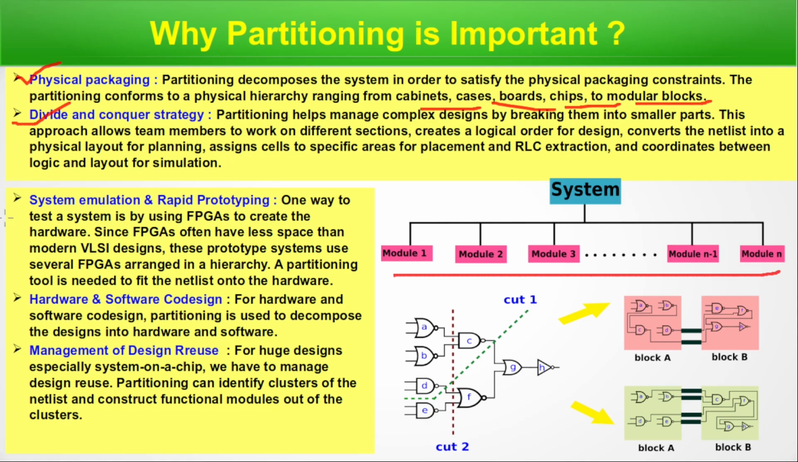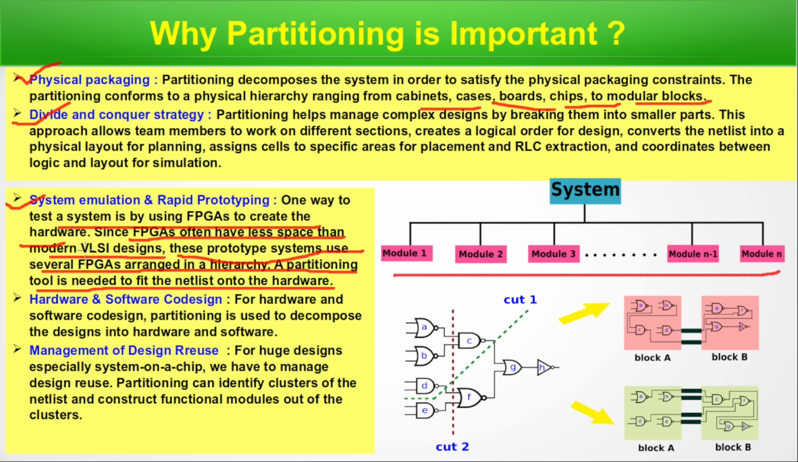Now system emulation and rapid prototyping. One way to test a system is by using FPGAs to create the hardware. Since FPGAs often have less space than modern VLSI designs, this prototype system uses several FPGAs arranged in a hierarchy. A partitioning tool is needed to fit the netlist onto the hardware. By partitioning, we are reducing the whole system into smaller parts, and since FPGAs often have less space, hierarchically we can arrange FPGAs and fit the netlist into those. The partitioning tool can contribute here. It is needed to fit the netlist into the hardware.